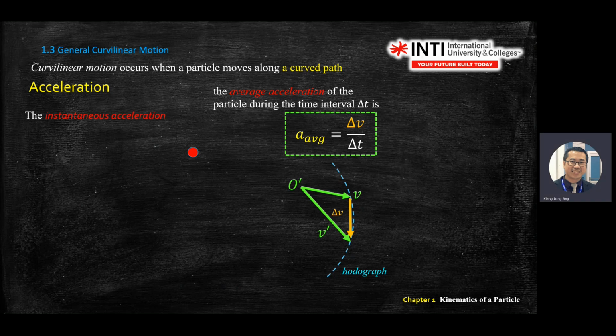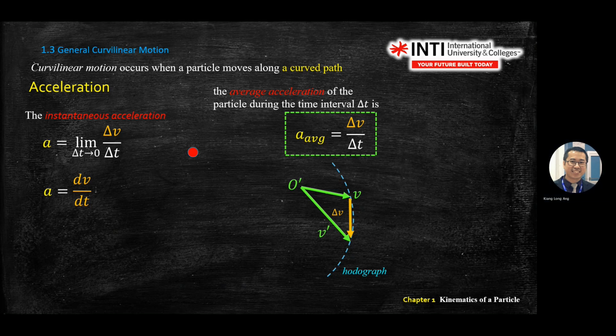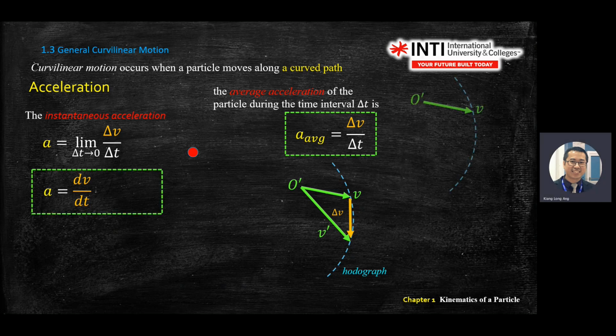So how about instantaneous? Same, you do the limitation process. You put a limit, delta t goes to 0, which means you freeze the velocity at that particular time. It will become acceleration equal to the differentiation of velocity with respect to time. Make sense? So this is the second one. I highlight it on the screen there. So you can transform this diagram into another hodograph diagram that you see on the screen.